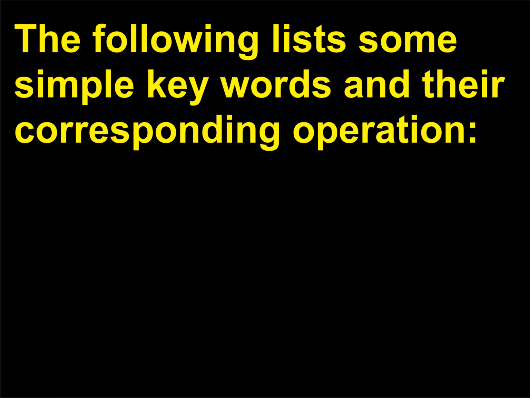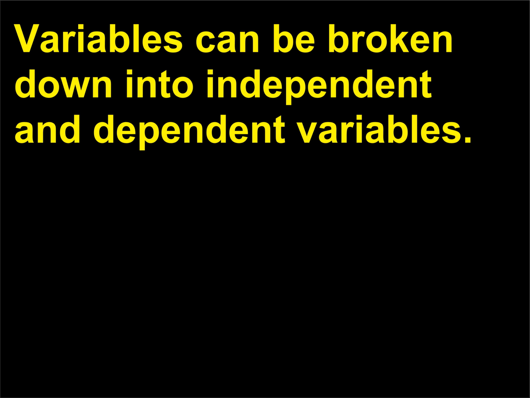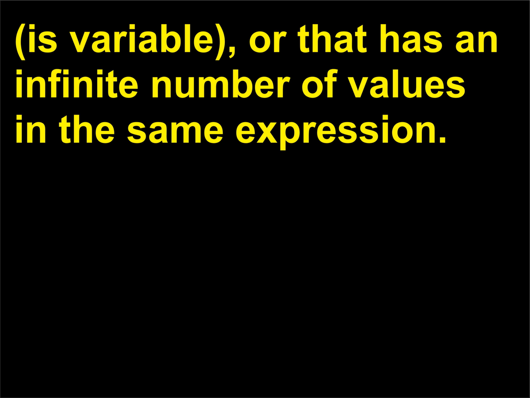The following lists some simple keywords and their corresponding operation. What are independent and dependent variables in algebra? Variables can be broken down into independent and dependent variables. An independent variable is a quantity that increases or decreases, is variable, or that has an infinite number of values in the same expression.